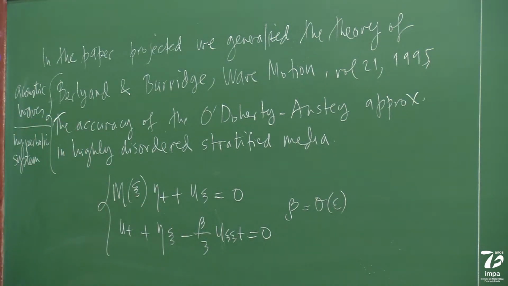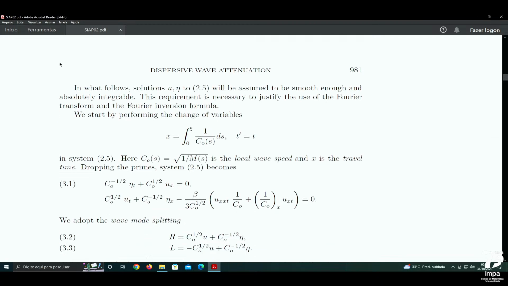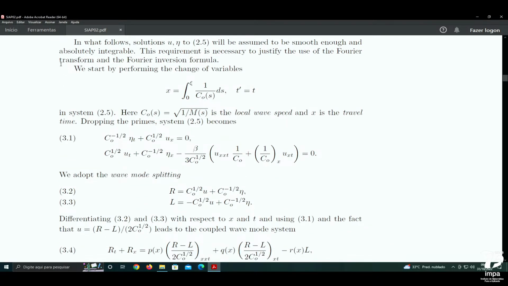Okay, so this is the system. Do you remember what M is? M is the square root of the Jacobian of the change of variables. Okay, now let's try to do some theory. So we're going to do some change of variables in the following way. So C0, which is the variable speed, is equal to the square root of 1 over m.